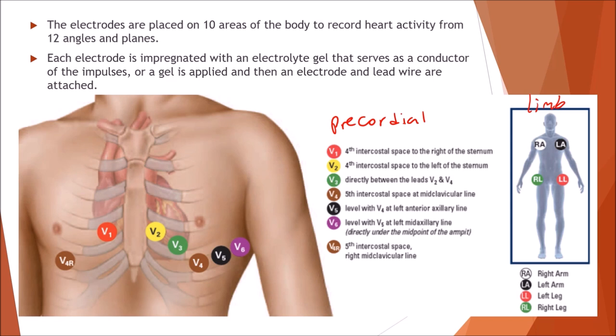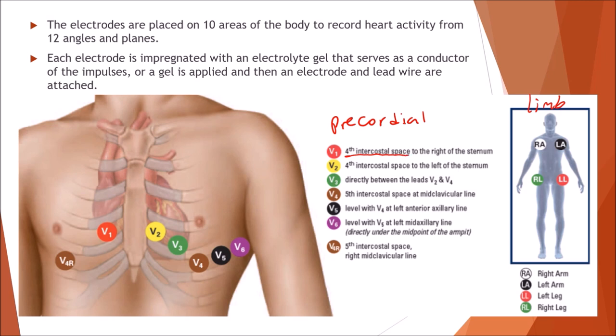I don't think it's really important for you to know the colors. At least not the precordial. The limb leads probably, but the precordial ones not so much. But anyway, let's start off with the numbers. So first one is going to be V1. V1 is going to go on the fourth intercostal space to the right of the sternum.